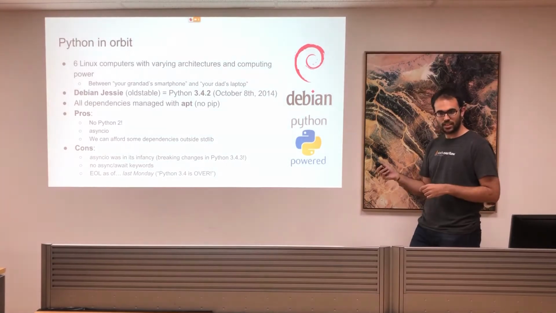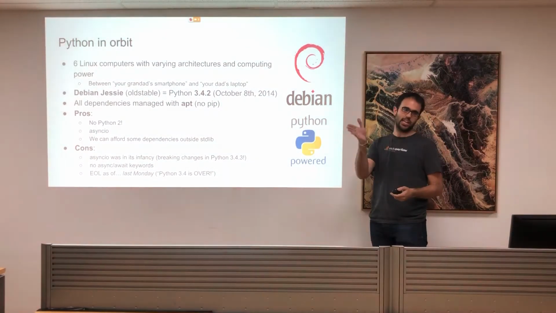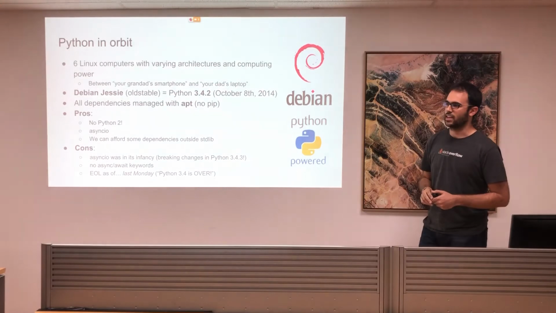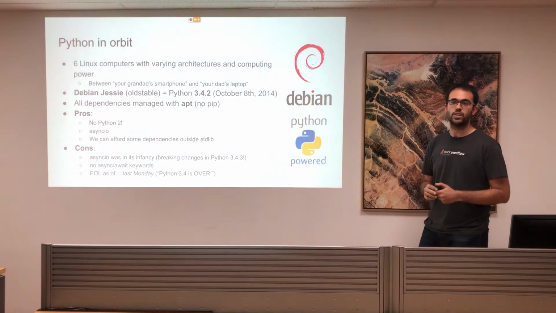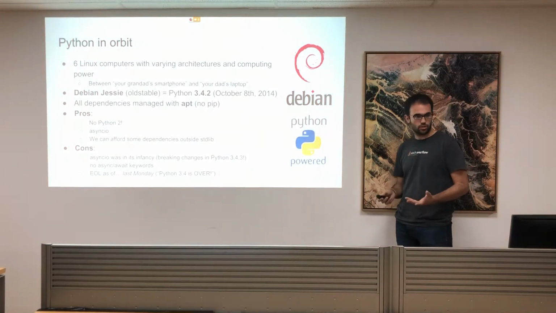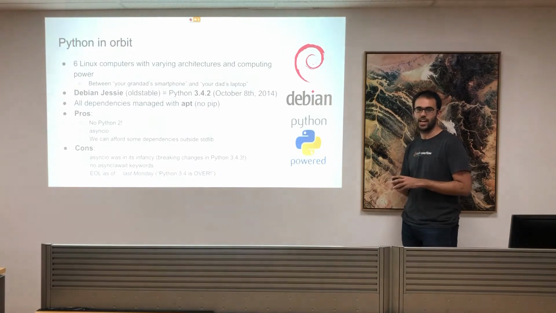And all these computers run Debian Jessie, so not the present stable version, but the previous one. So we're using Python 3.4.2. That's important. Well, that's a great thing because we're not using Python 2. That's great already. By the way, remember Python 2, end of life next year.